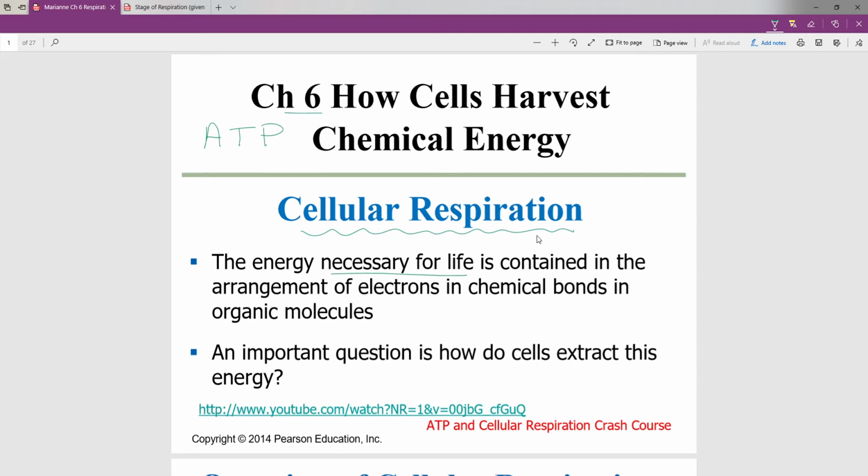And really what we're going to talk about is how we take the potential energy that's stored in chemical bonds in organic molecules, and specifically glucose molecules, and all the potential energy stored in that molecule, and convert it into usable energy, and how it gets converted ideally into ATP. And that's really the overarching concept that we're going to be looking at with this chapter.